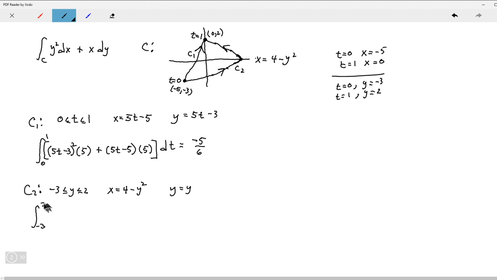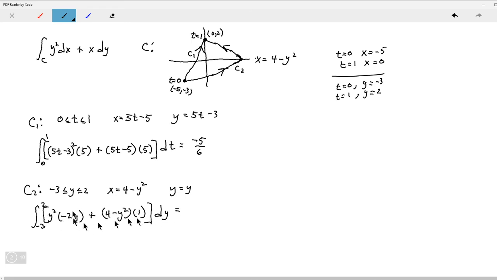Y squared dx. So y squared is just y squared. Dx is the derivative of this, which is going to be negative 2y plus x dy, right? So x is this, and the derivative of y is 1. And now all of this is dy.